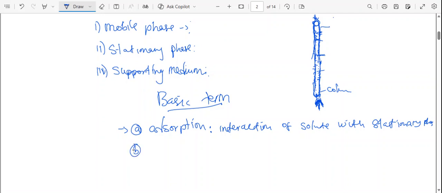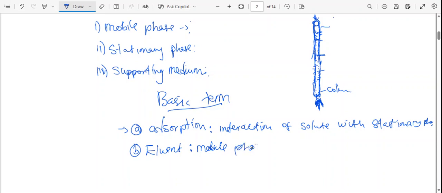Then the other terminology that you need to be familiar with is eluent. To elute is something like to move. So eluent is something that moves, and what is moving is what we call the mobile phase. A mobile phase is a phase that moves inside. It's more like a solvent containing solute inside there. So the eluent is the mobile phase.